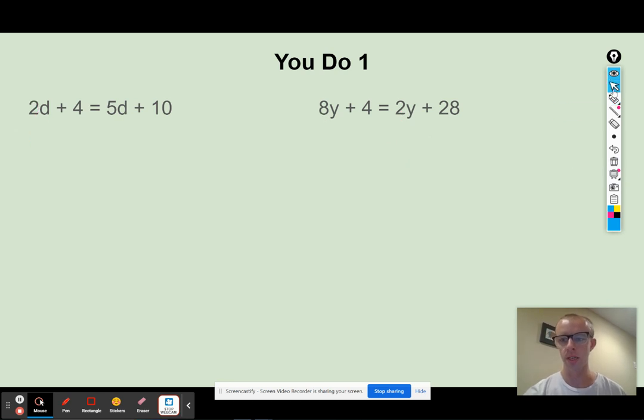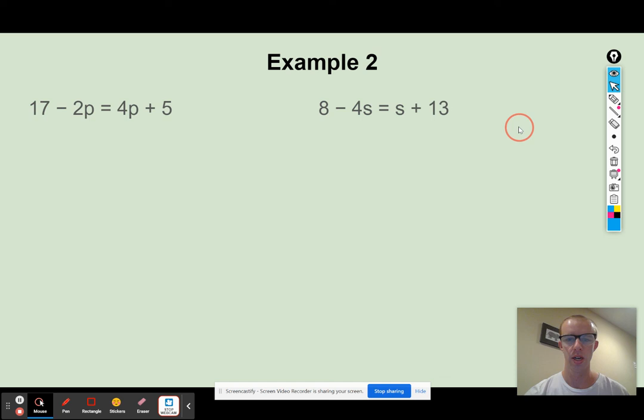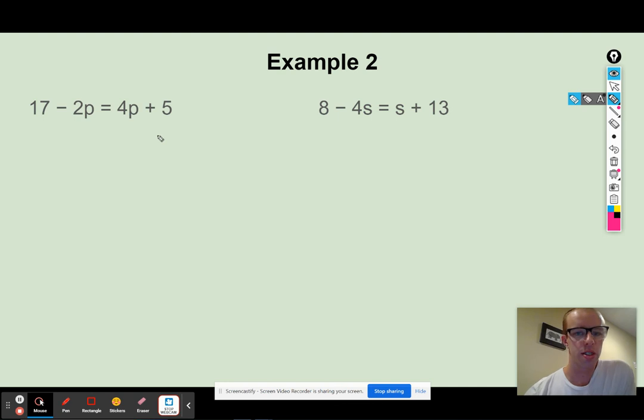We're going to do one more example and UDO. On your paper, there's actually 3 examples and 3 UDOs, but we're going to move the other ones into another lesson or another video. So let's go over this. Example 2. Only difference here is now I have some negative numbers.